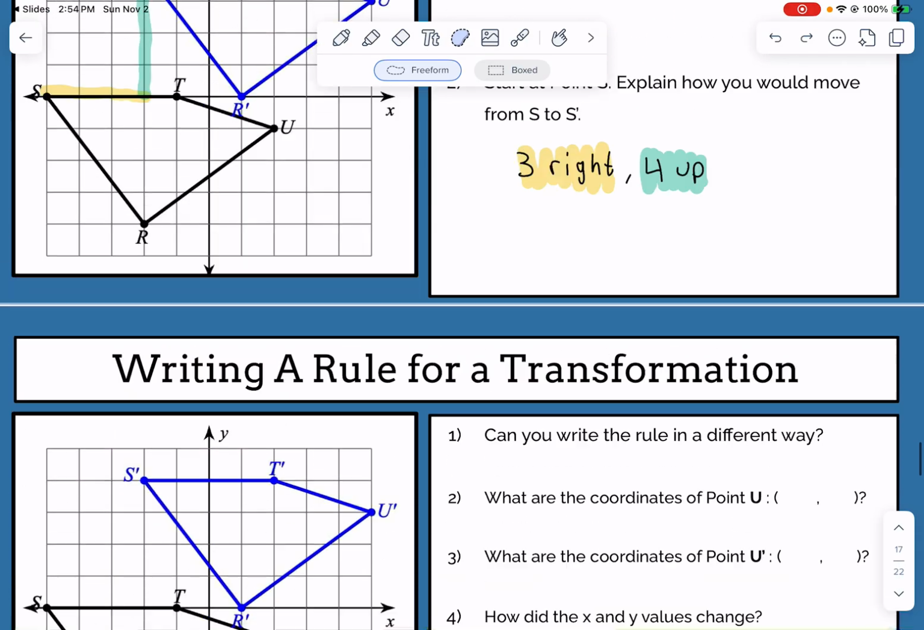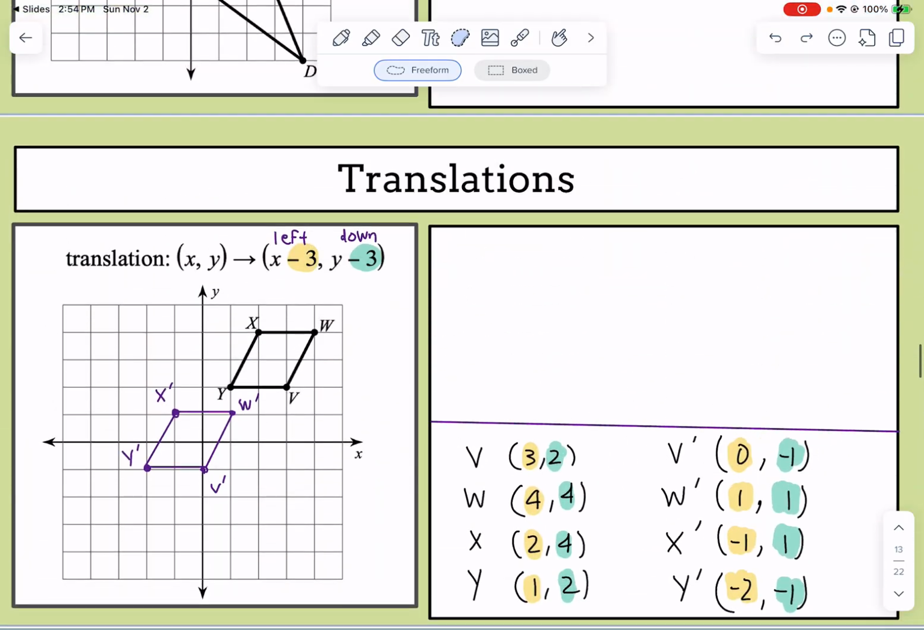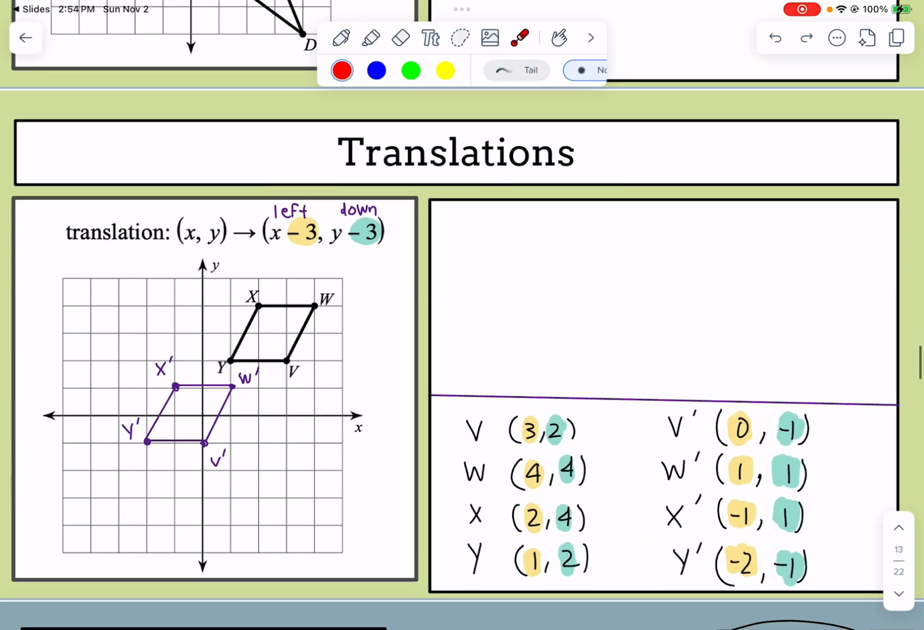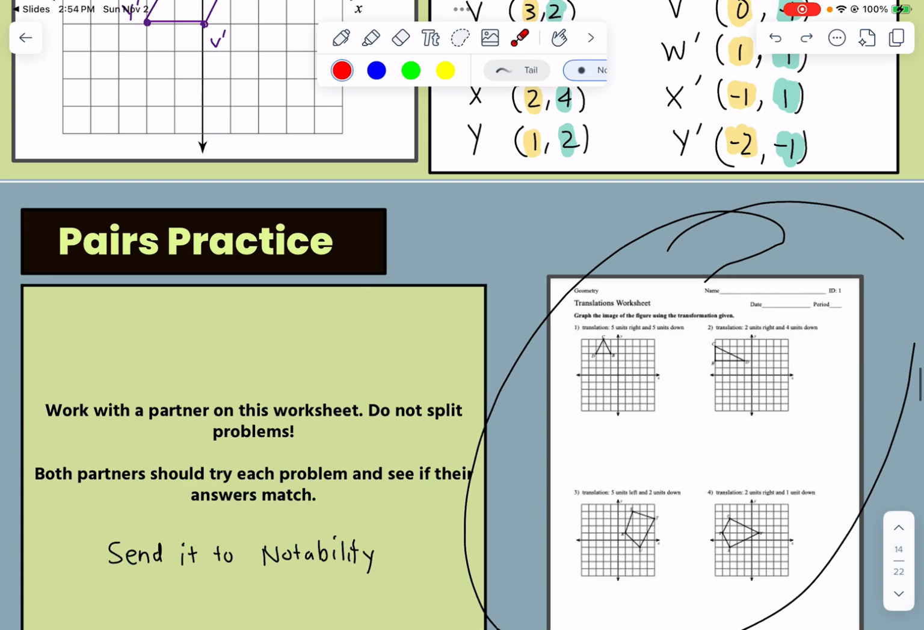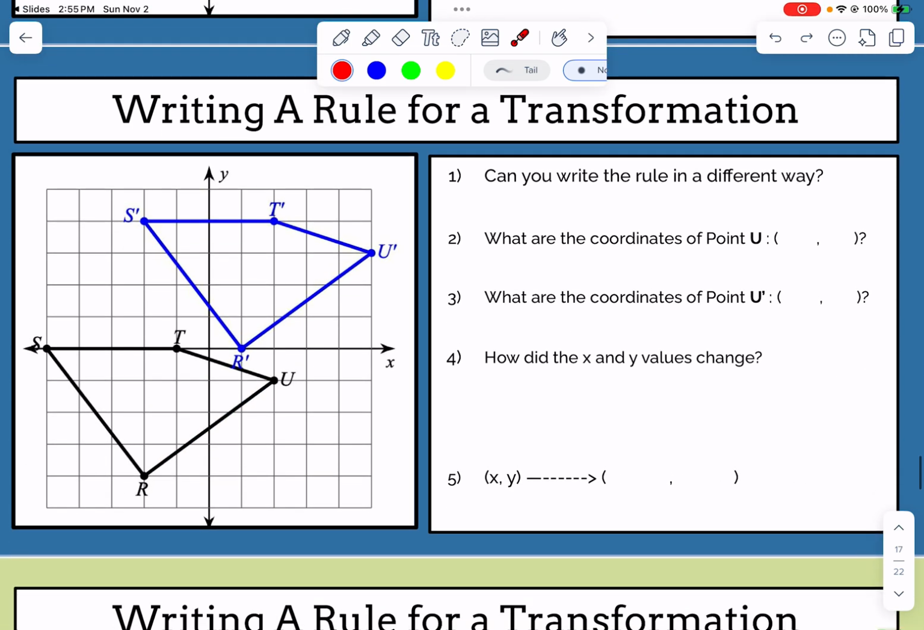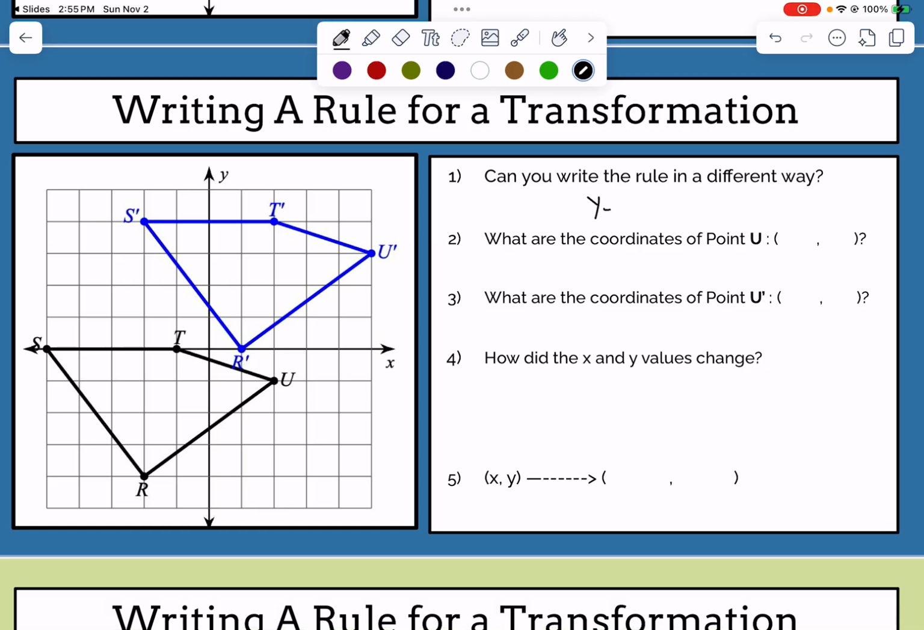Now, we learned 2 ways up here. We learned sort of like this basic English way, and we learned notation with X and Y. So they want you to do the same thing here. So we can write a rule in a different way. I'm just going to say yes. Got to answer that question.